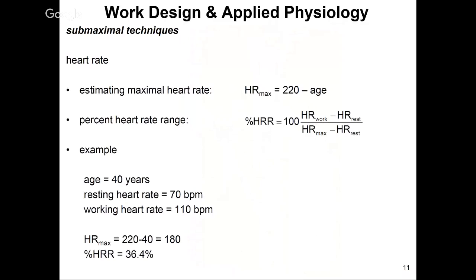So here are some submaximal techniques. If you want to estimate your maximal heart rate, you take 220 minus your age. If you want to estimate the percent heart rate range, you use this equation down here: the heart rate while you're doing work minus the heart rate at rest, divided by your heart rate max, which you find using 220 minus your age, minus your heart rate at rest, and then multiplied by 100 to get a percentage. And there's a little example of that down below.